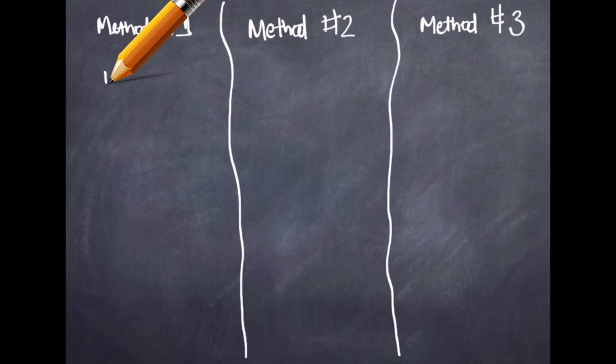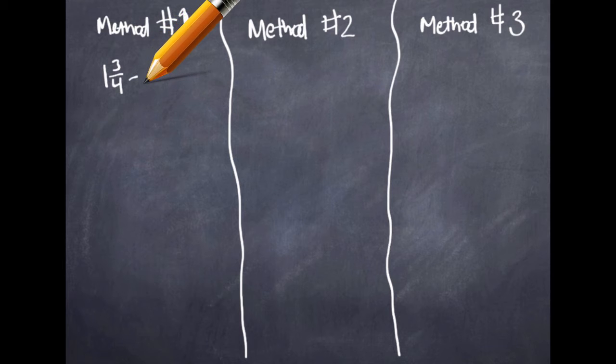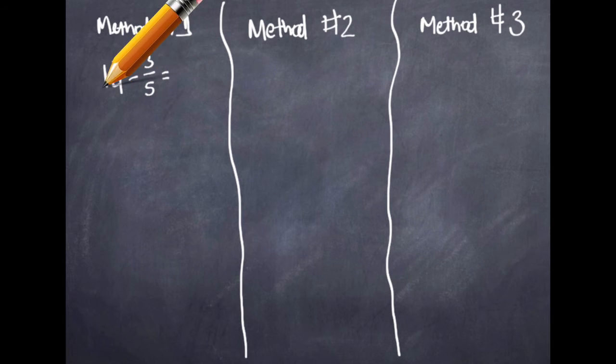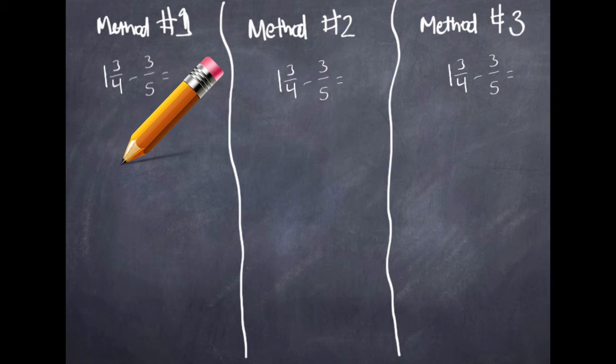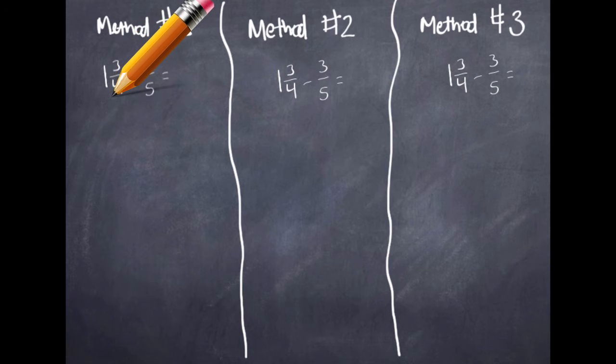All right, so let's say we had something like this. We had 1 3/4, and we were going to subtract 3/5 from it. What's that going to equal? So as you can see, we have definitely more than a whole here, and then a fraction here. So what we're going to take a look at real quick is a couple different ways that we could solve this problem.